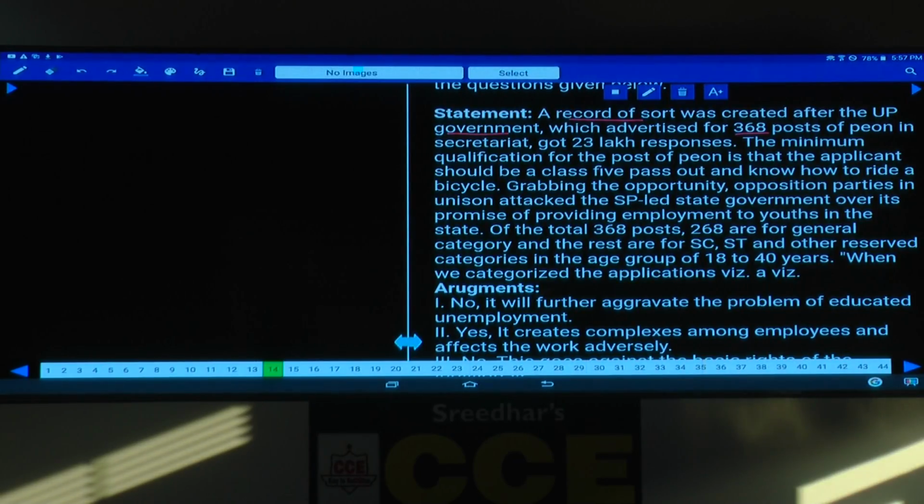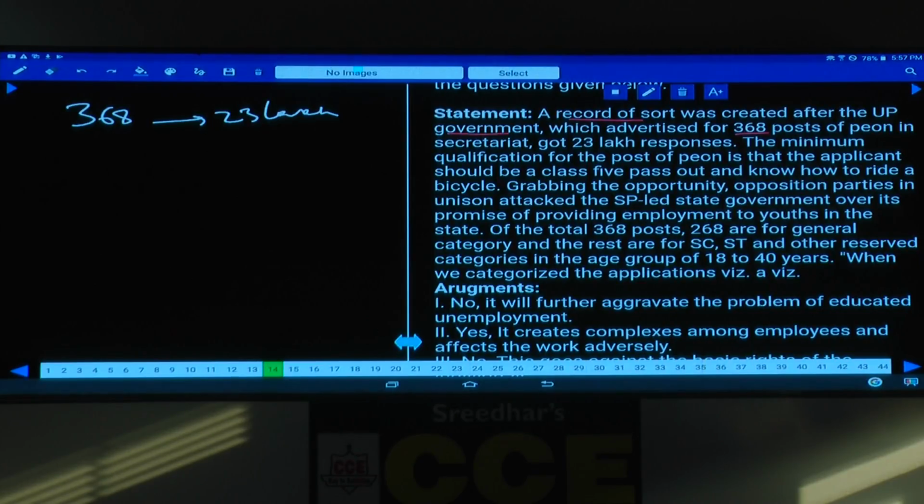Isn't it? How many posts were there? There are some 368 posts declared, and out of this, the peon posts got 23 lakh responses. How many people have applied for this? Around 23 lakh people have applied for these 368 posts. And what is the minimum qualification given here?